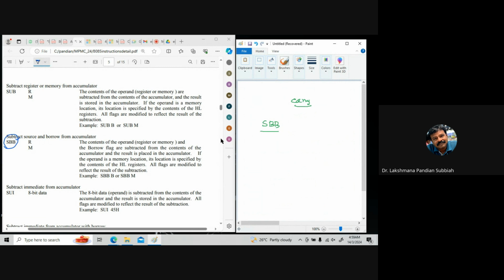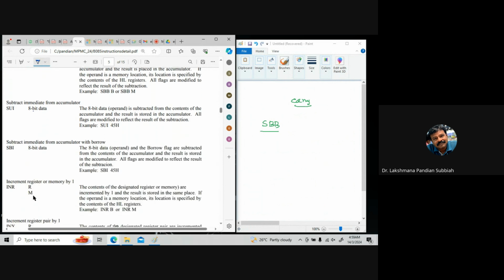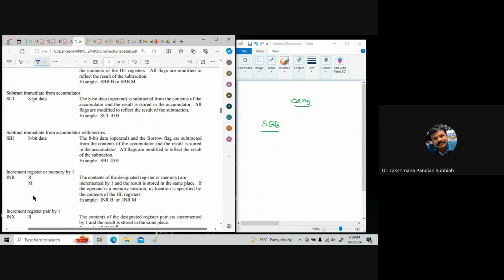Next one is subtract with immediate, as SUI, right? SUI is an instruction. We call it subtract with immediate. Next instruction is subtract with immediate. Subtract, this one is SBB.